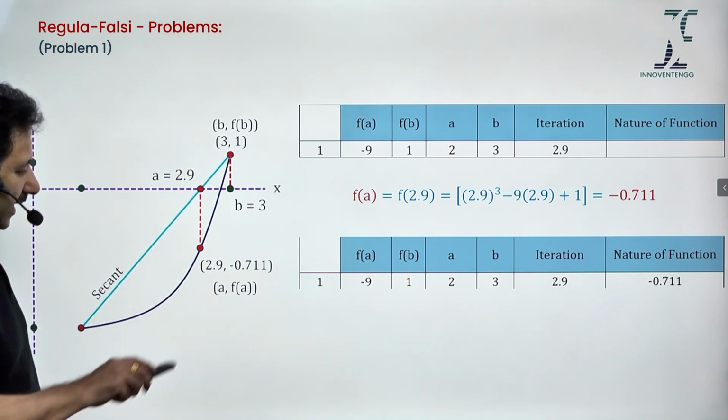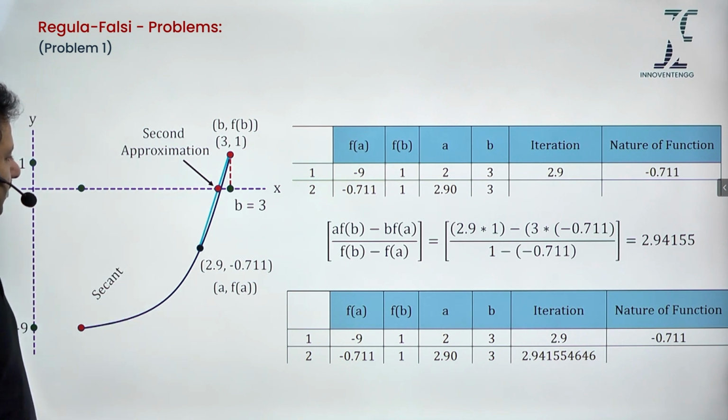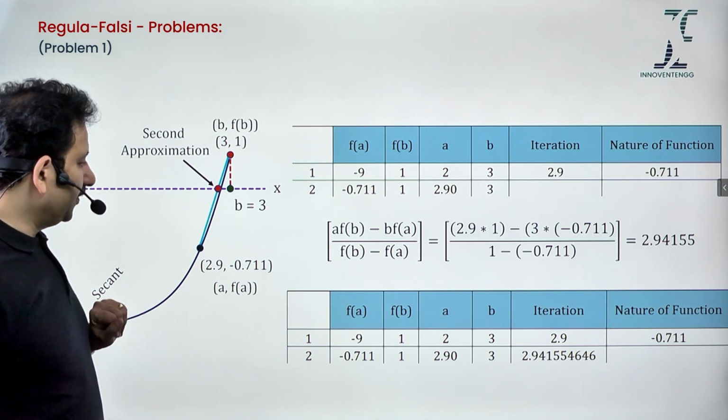Then draw a straight line joining those 2 points. Wherever it cuts the x-axis, that gives you the approximate value. So this is going to be my second approximation. And how do you get it?